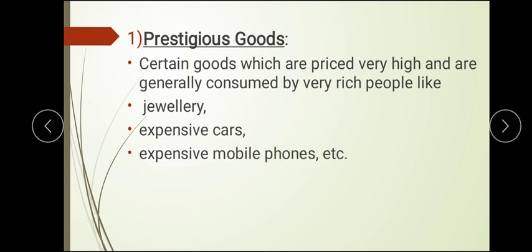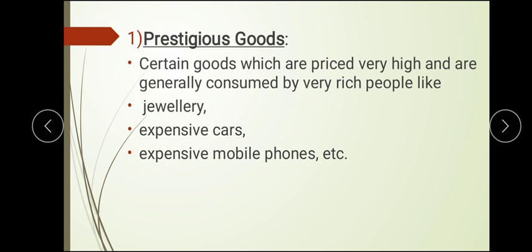Then after, you find expensive mobile phones. There are many mobile phones; Apple has come up with gold mobile phones, iPhones with fully gold bodies or studded diamonds, all of which luxurious people demand for their own comfort. So those types of goods come under prestigious goods.